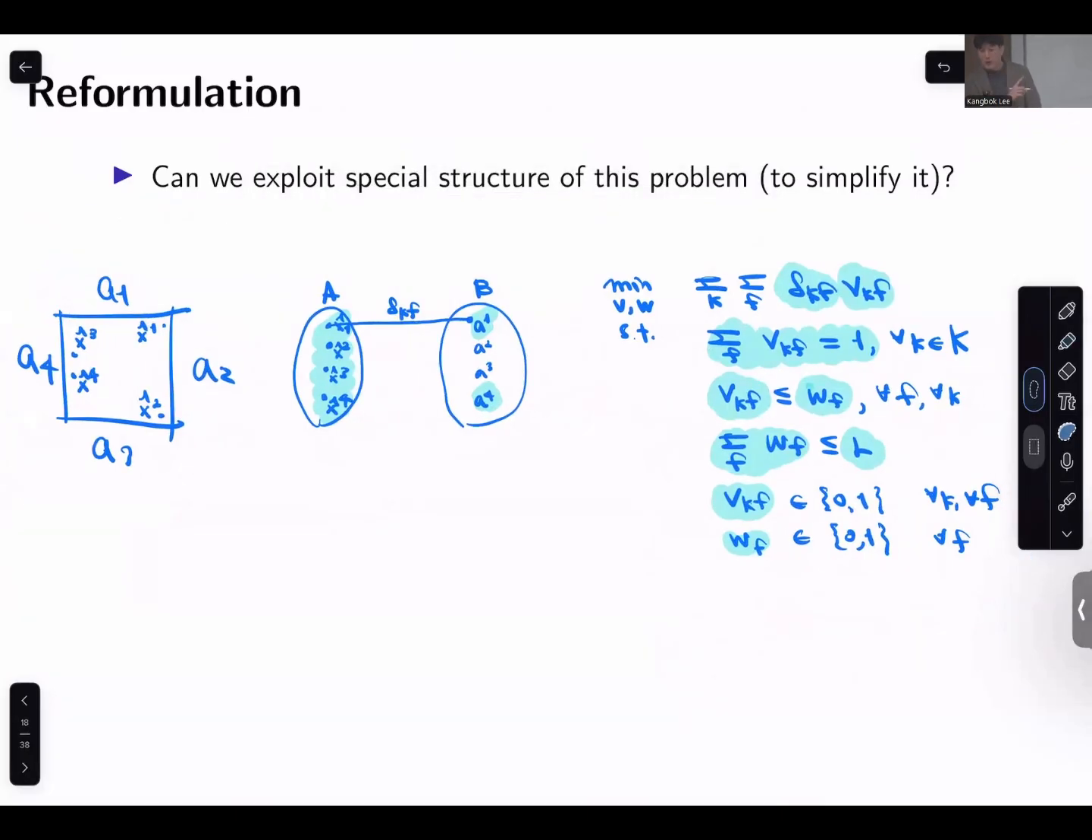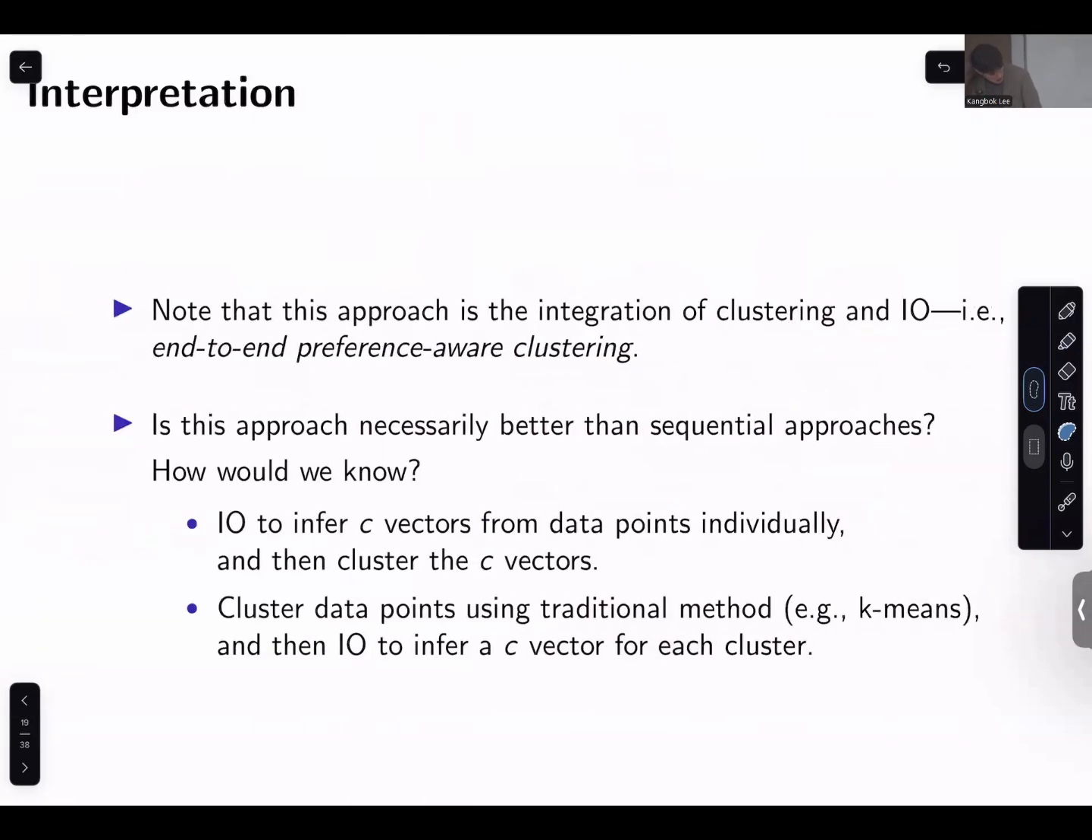Okay, so we just exploited the very special structure of this problem to make it look simpler. And it is actually computationally faster if you solve this problem as if this was the p-median problem. And it is actually the p-median problem. If you think about it, what we are seeing here is basically the merger, the integration of clustering and inverse optimization. Do you agree? You're clustering the data points, and while clustering these data points, you're inferring their objective function coefficients. And inferring the objective function coefficients is what inverse optimization does. So you're basically merging clustering and inverse optimization.